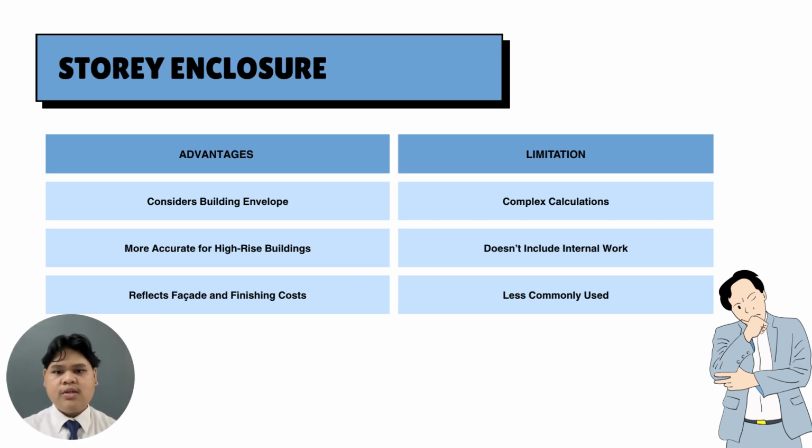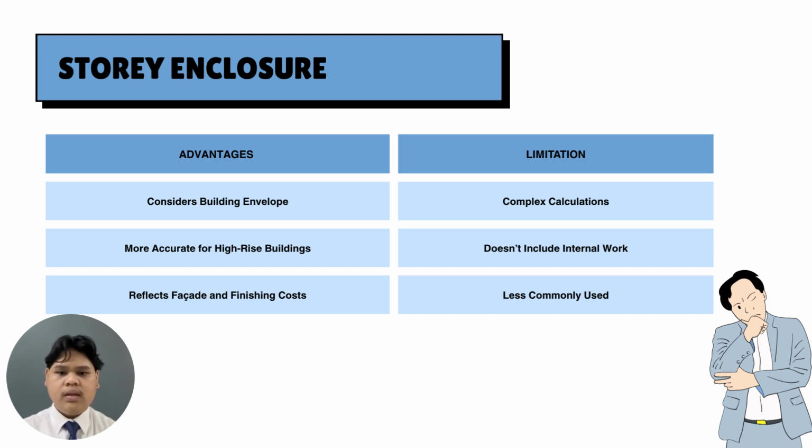The storey enclosure method estimates cost by focusing on the building's external envelope, including walls, windows, and the roof. This approach is especially accurate for high-rise buildings where the external enclosure significantly affects the total cost. It also reflects the cost of facades and finishing materials such as cladding and glazing.